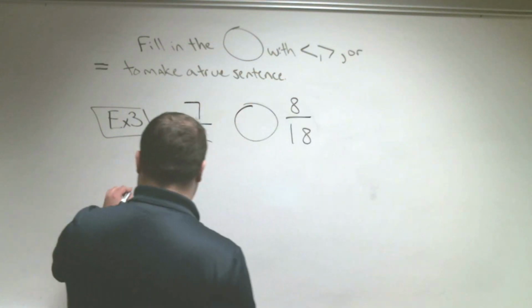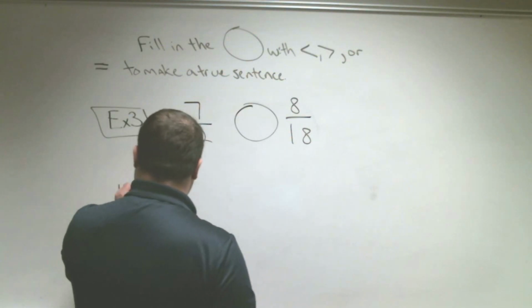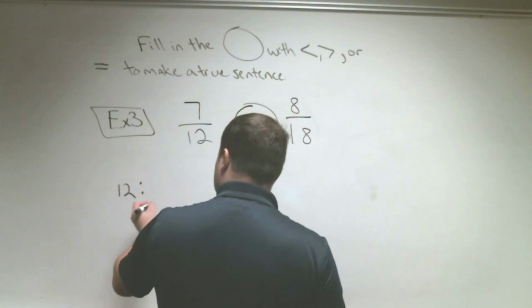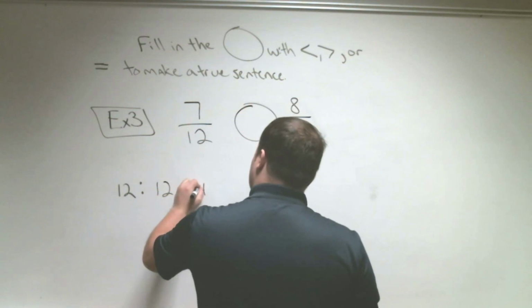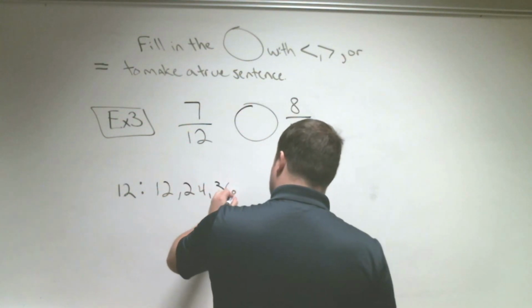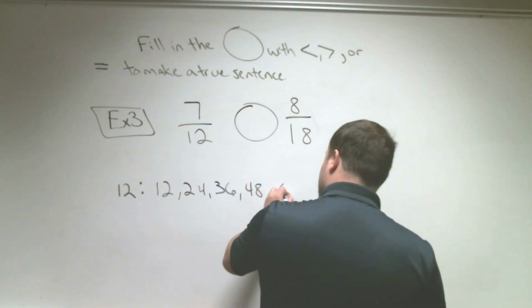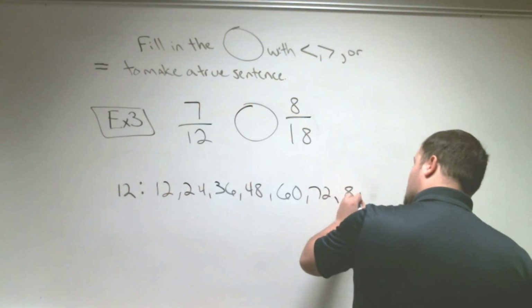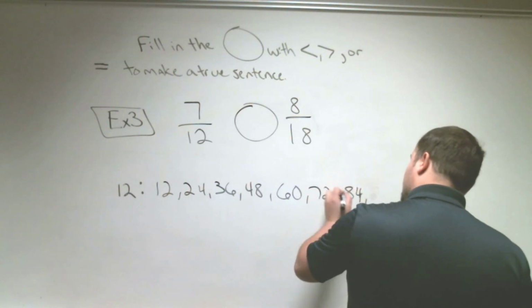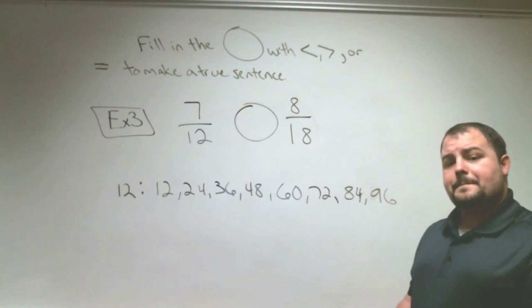So we look at 7 twelfths, and we only look at the bottom. We look at 12, and we look at multiples of 12. Well, 12 times 1 is 12. 12 times 2, that's 24. 12 times 3, that's 36. Then we have 48. Then we have 60, 72. Then we got 84. And then we got 96. So these are multiples of 12.